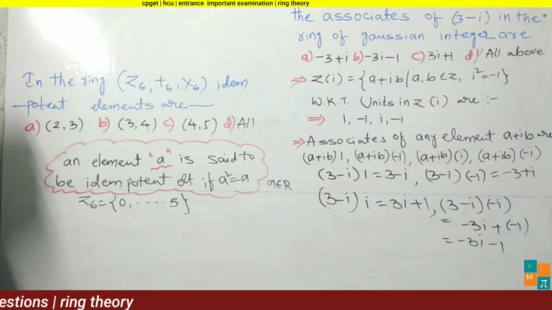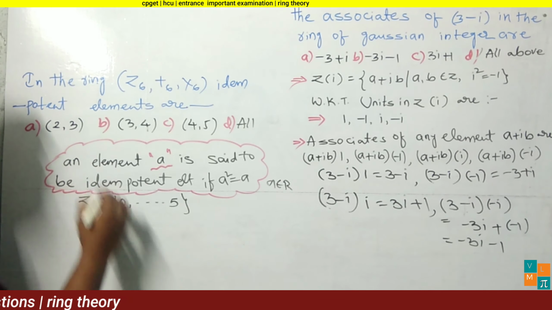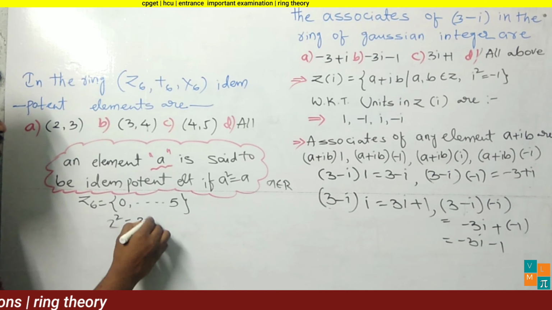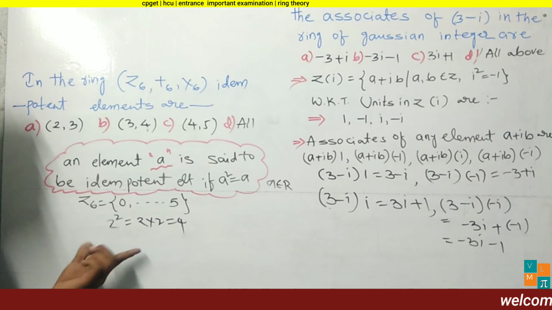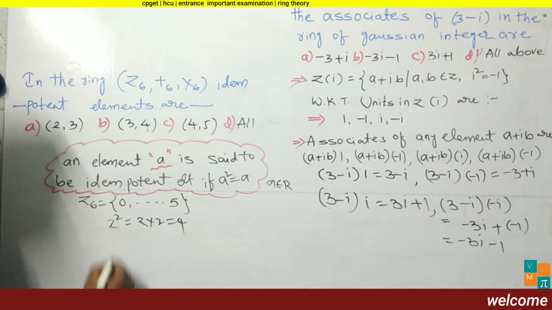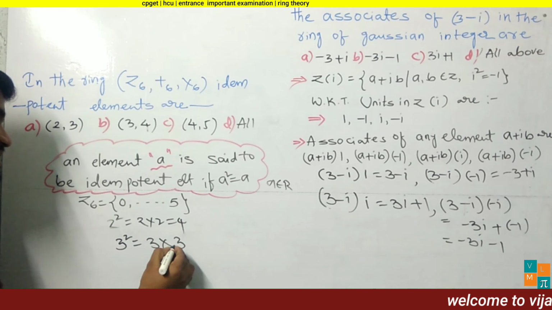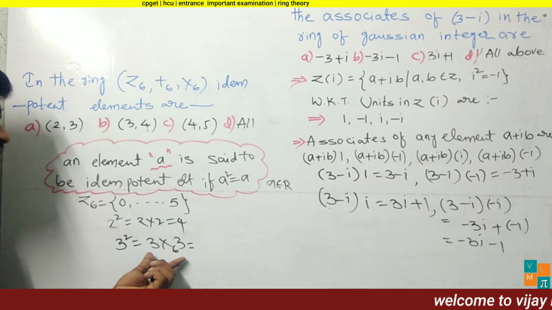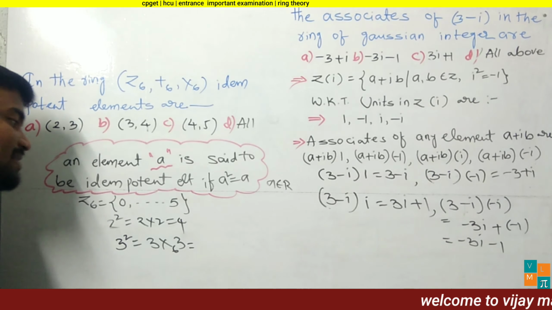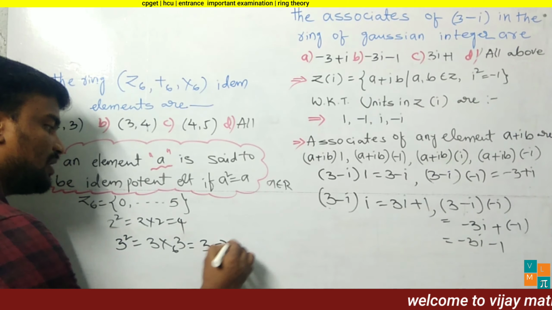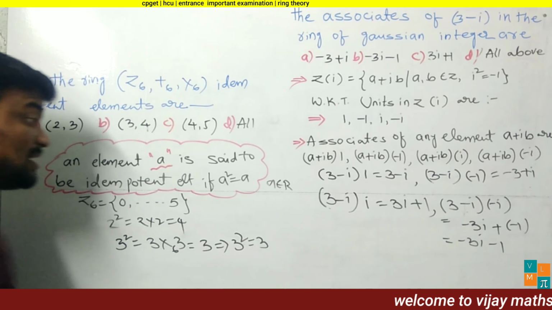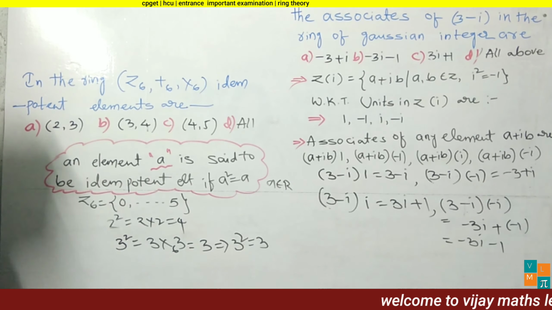See in the options, if I take 2, 2 squared equals 2 into 2, which is 4. So 2 is not an idempotent element. Next, take 3. 3 squared equals 3 into 3. But what is the modulo here? 6 is the modulo. 3 times 3 is 9. If you divide 9 by 6, what is the remainder here? 3. So 3 squared equals 3.